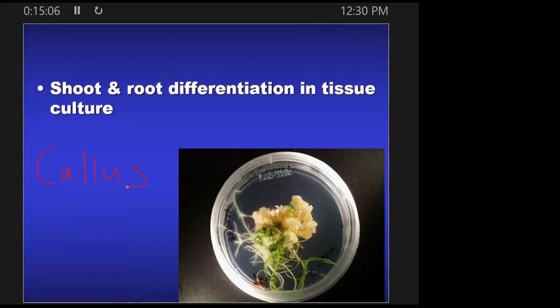The callus is just undifferentiated plant cells. And then with the right ratio of auxins to cytokinins, you can trigger those callus cells to start to differentiate. Some cells will devote to becoming shoots and leaves, some cells to roots, and you'll get an actual baby plant that you can nurture, originally from those callus cells.